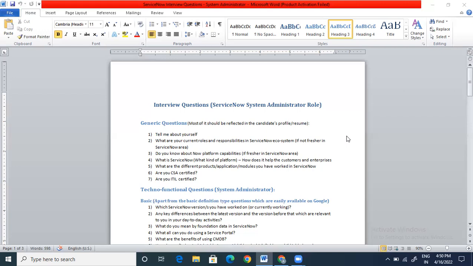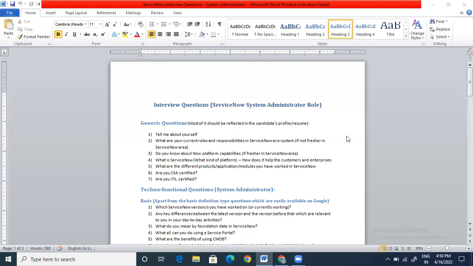So the point here, in this question of what are the current roles and responsibilities in ServiceNow, is that you should be focusing on your day-to-day activities and what kind of roles you perform. Do you perform the role of a business analyst? You are performing the role of a developer. You are performing the role of a tester. You are performing the role of a project manager. You are performing the role of an architect. Whatever kind of roles you're performing, that is what you can talk about.